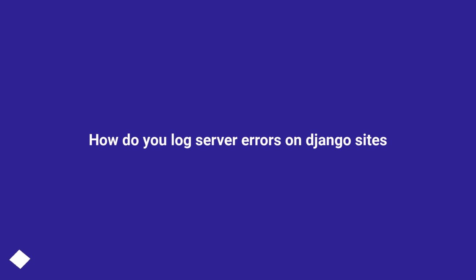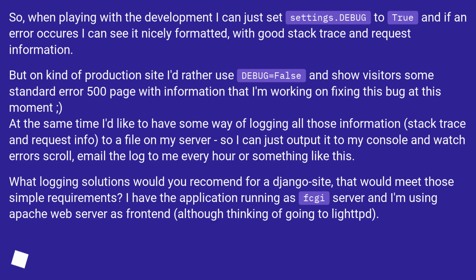How do you log server errors on Django sites? So, when playing with the development, I can just set settings.DEBUG to True, and if an error occurs, I can see it nicely formatted, with good stack trace and request information.